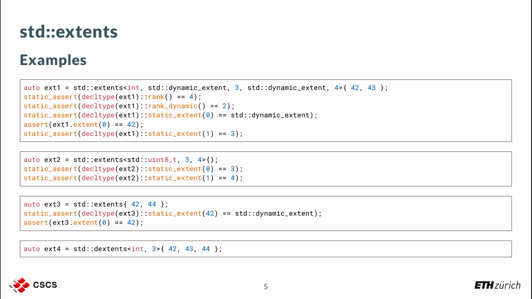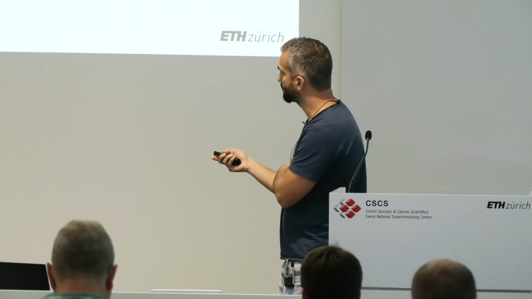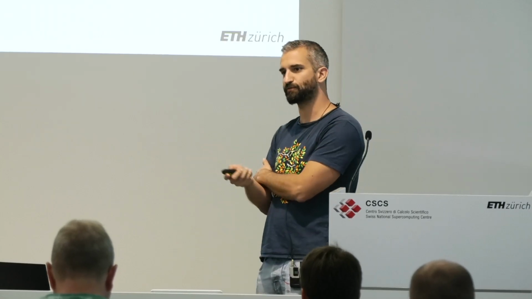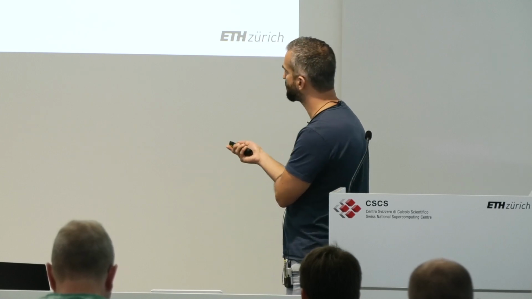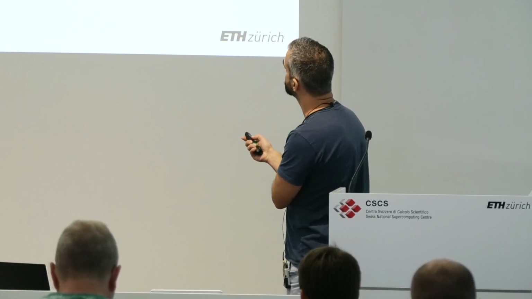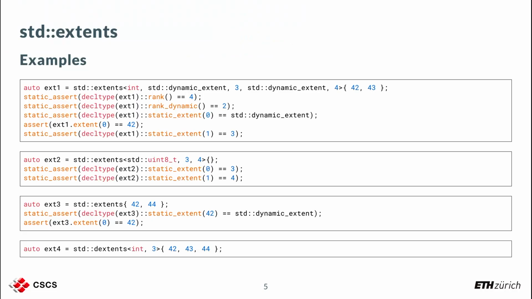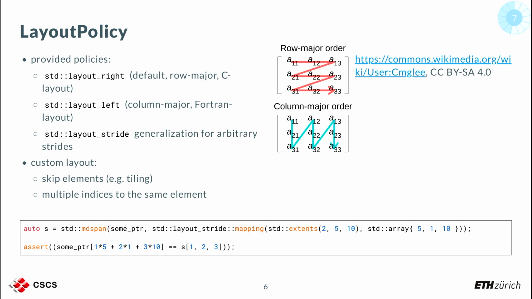Because there are many use cases where you only have runtime extents. There's another special thing, it's called dextents, which stands for dynamic extents. So if you have only dynamic extents, you don't have to write this big type. But I'm not sure how useful that is if you can actually use class template argument deduction like in this way. Probably the only use case now is that if you want to specify the index type, then probably you have to use that.